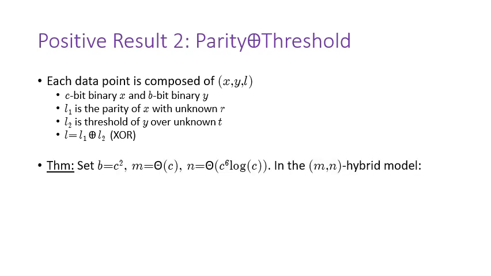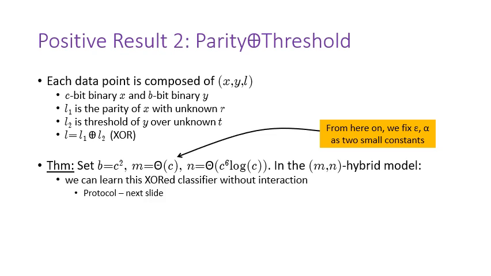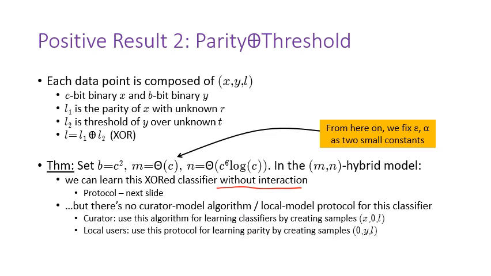What we show is that, again, in a certain regime of parameters, and from now on we're going to fix epsilon and alpha as small constants, there exists an MN hybrid model protocol that learns that XORed classifier, and it is doing that without any interaction. We'll talk in a minute about how to do that. But we cannot learn it either in the Curator model or in the local model. Again, we could very easily reduce it to a problem where we only learn threshold in the Curator model or parity in the local model.